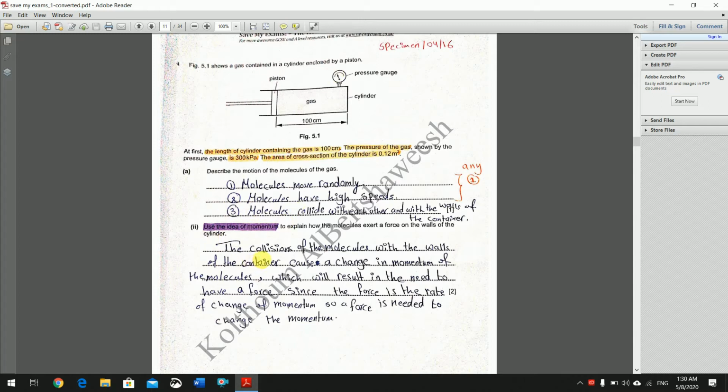So we said that when we have collisions of the molecules with the walls of the container, they cause a change in momentum of these molecules, which will result in the need to have a force. Since force is basically the rate of change of momentum, we will need a force in order to change the momentum. So the collisions create a change in momentum, and that's why we will eventually have a force exerted on the walls of the cylinder.